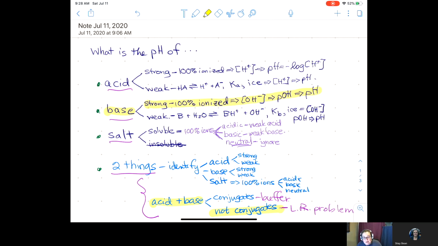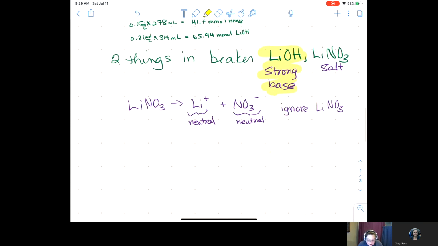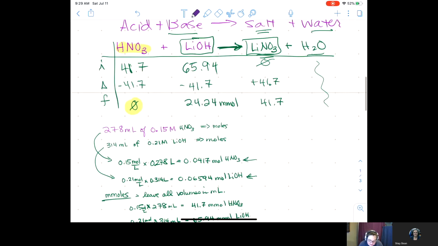From the pOH, I get the pH. I do need to be working in concentration, in molarity at this point. So all I have left to do is to say, what is the concentration of lithium hydroxide? It will be the moles per liter or the millimoles per milliliter. I'm doing it in millimoles.